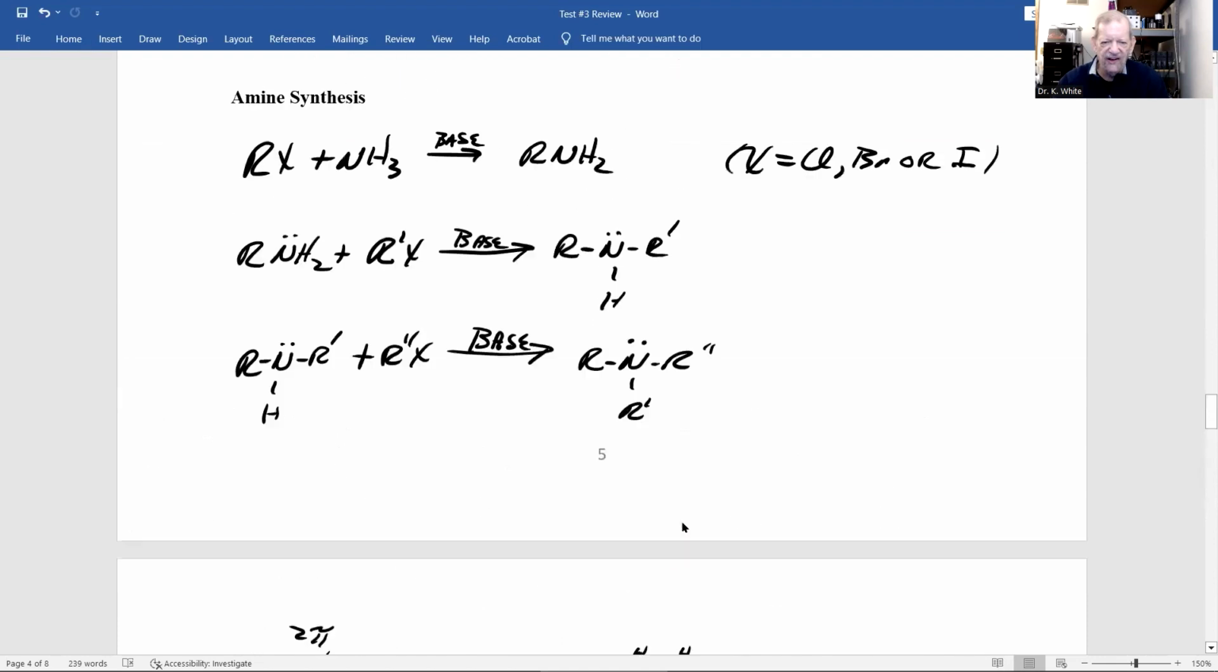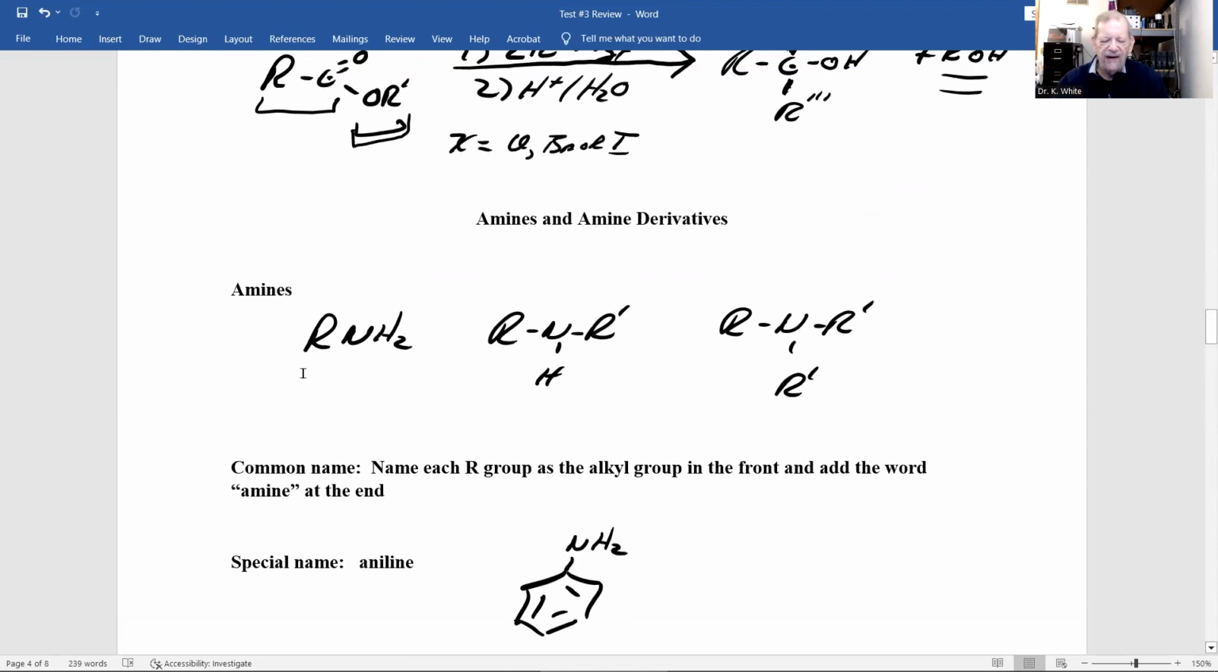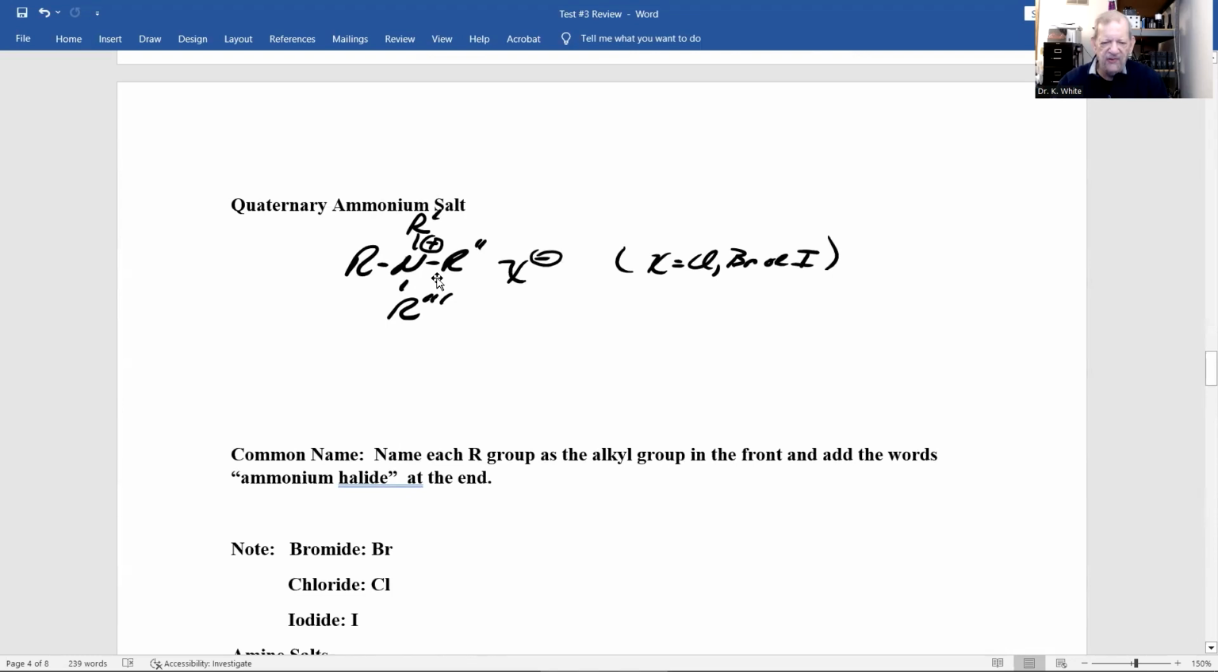Let's go back and look at this again. In amines, nitrogen has 3 bonds to it, but quaternary ammonium salts and amine salts have 4 bonds to it. This sometimes confuses students, so go back and review that. Amines and amides have 3 bonds. Quaternary ammonium salts and amine salts have 4 bonds. So if you see the name salt, in an amine or ammonium salt, it's going to have 4 bonds. If you see amine or amide, it will have 3 bonds.